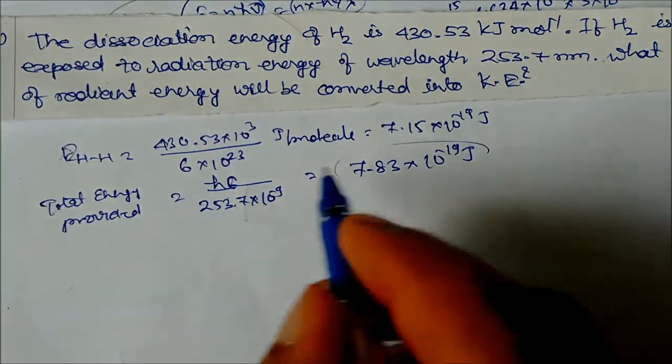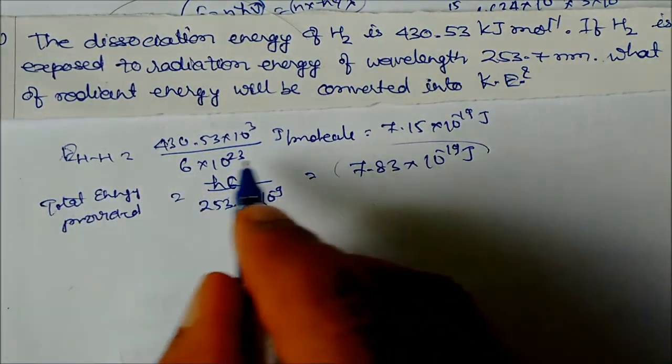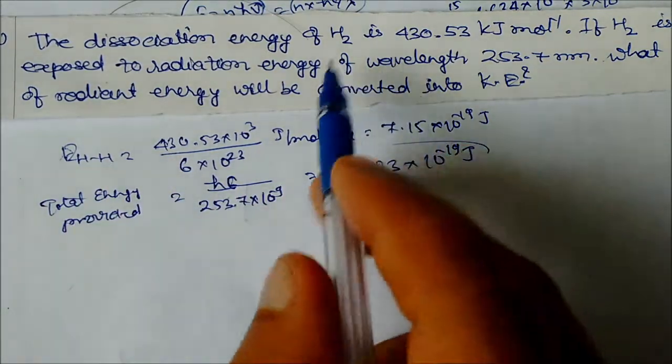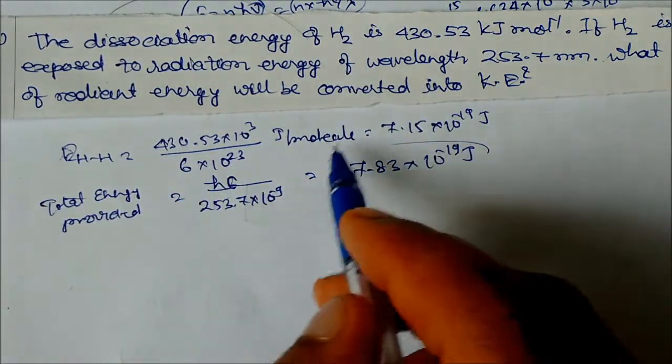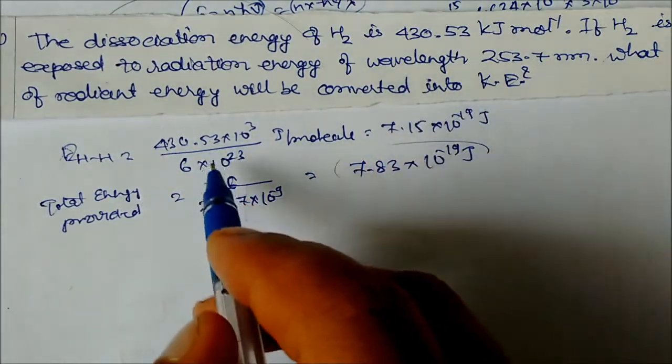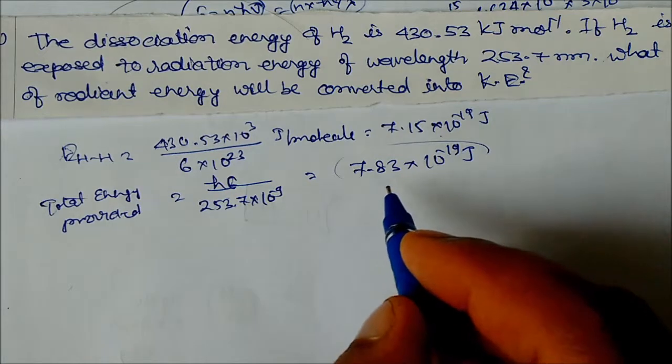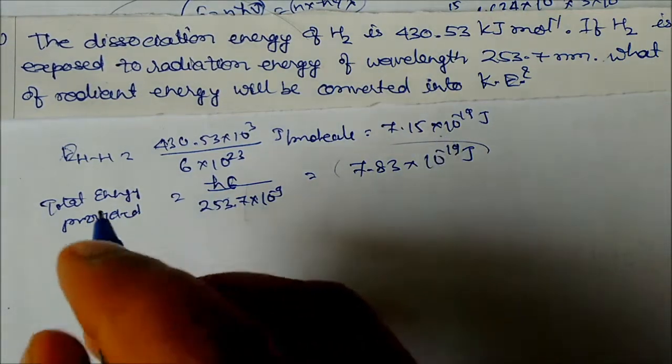Now this is for breaking one hydrogen molecule. This is the energy of the hydrogen molecule. Per mole is this one, and per molecule is this one, and this is the total energy we are providing. So now, if we give this energy to break the bond, how much energy is left?